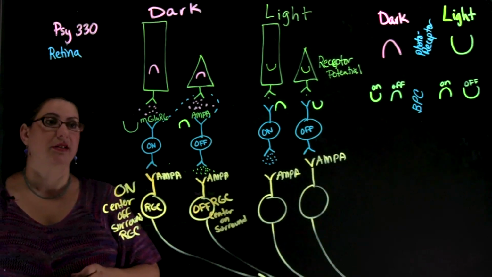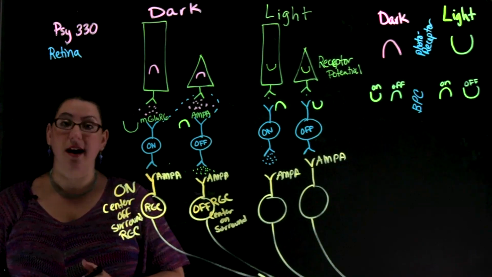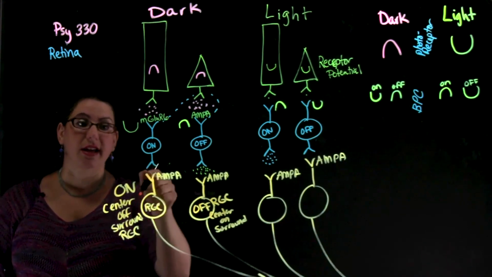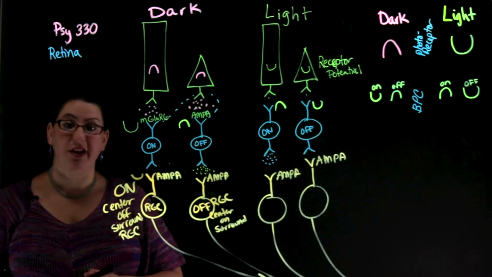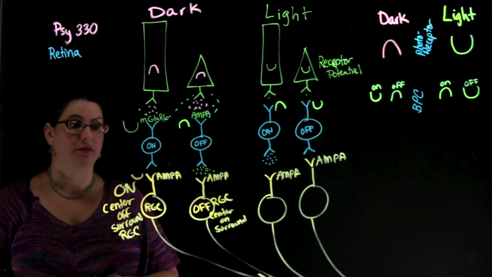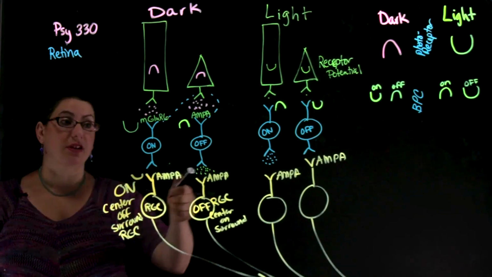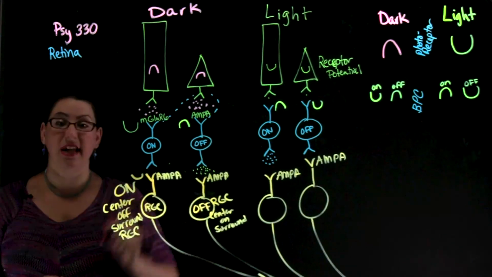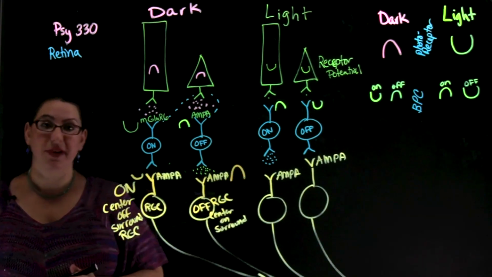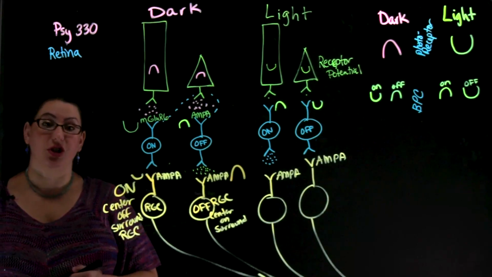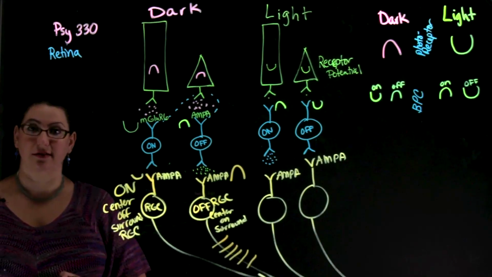In the dark, the on bipolar cell is not releasing glutamate. That means that the on center off surround retinal ganglion cell is going to be in a relatively hyperpolarized state, and it is not going to be firing action potentials in its axon. The off center on surround retinal ganglion cell is receiving glutamate from the off bipolar cell. Its AMPA receptors will be bound by glutamate, their channels will open, and they will experience an EPSP. If the EPSP is sufficient to reach threshold, the off retinal ganglion cells will fire action potentials in their axons.